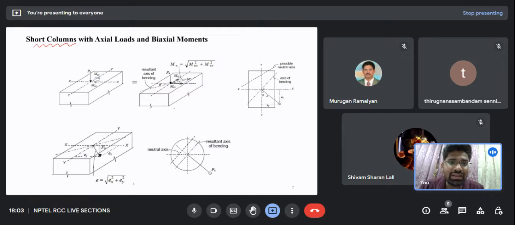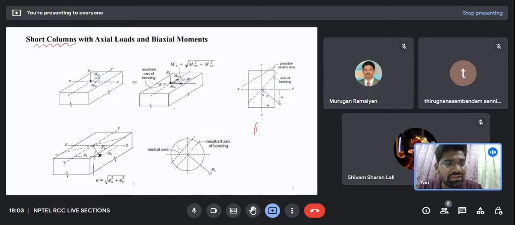When the slenderness ratio is less than 3, we classify it in the category of pedestals. When it falls between 12 and 50, we classify it as a slender column. And above 50, no, I think it is 120, we do not intend to design a column with such a high slenderness ratio. Now let's forget everything and focus on the topic we are presenting here.